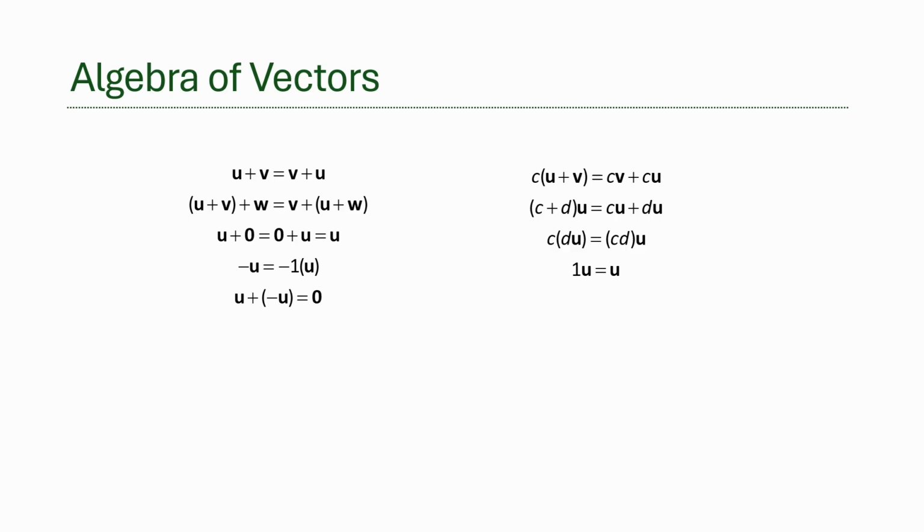I'm not going to prove any of these. I encourage you to give proving them a try. The proofs really are all based on the definition that to add two vectors, we just add their individual components, combined with the corresponding properties of real numbers.